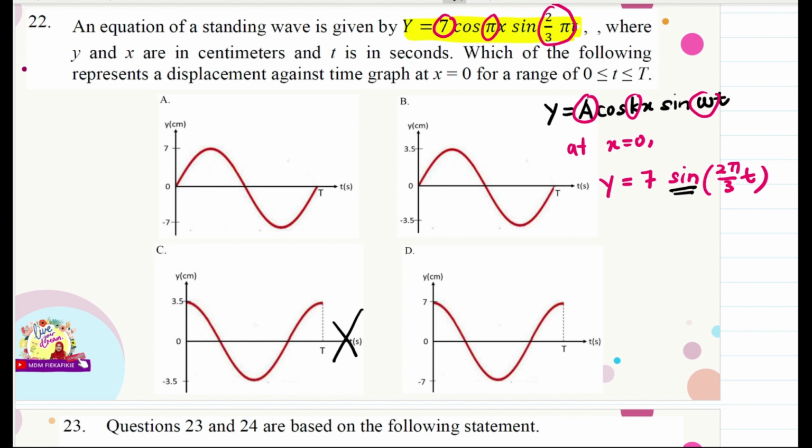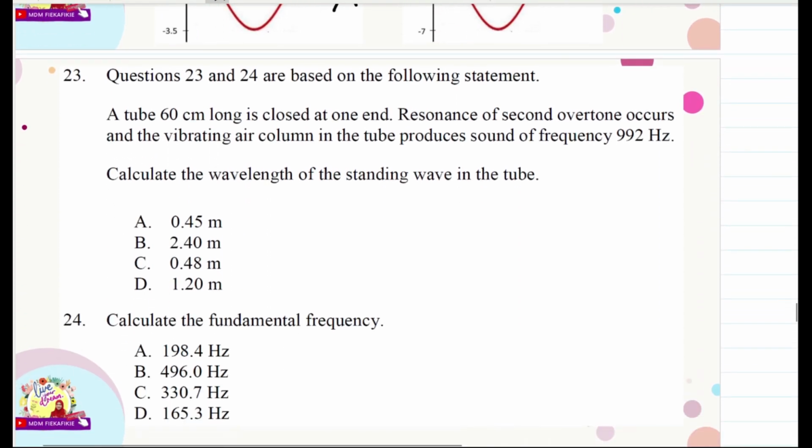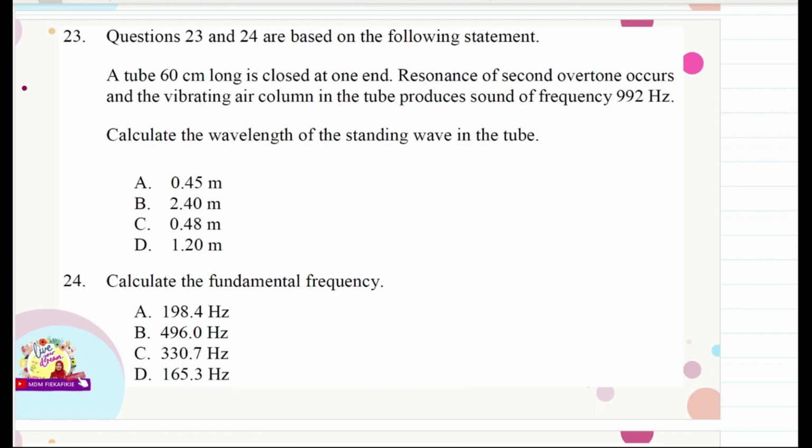So jawapan C dengan D dah salah dah. Kan? C dengan D dah salah. Okay? And then kita perhatikan pula A dengan B, apa bezanya? Dia punya amplitude 7 and 3.5. So this is the graph of equation untuk standing wave. Jadi kita mesti pilih inilah dia punya amplitude of the equation tadi. A dia adalah 7. So the answer is A, bukan B. Boleh?